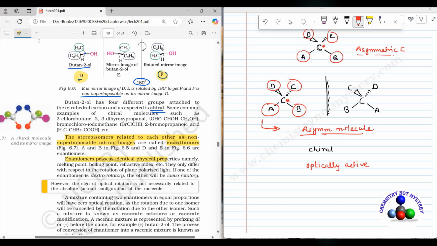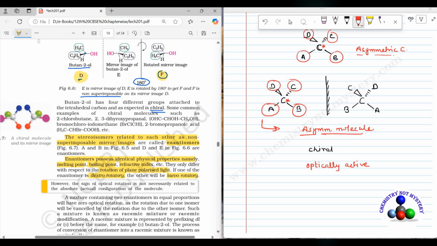Enantiomers possess identical physical properties like melting point, boiling point, refractive index, etc. They only differ with respect to the rotation of plane polarized light, meaning they differ only in optical activity. If one enantiomer is dextrorotatory, the other will definitely be levorotatory.